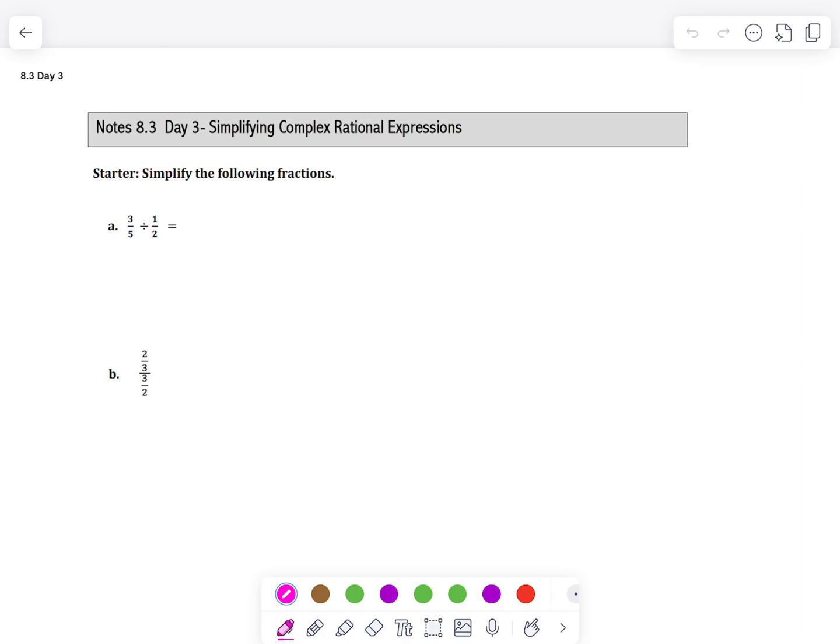All right, this lesson is on simplifying complex rational expressions. So we're going to start off with just simplifying some fractions where we divide 3/5. And then we change to multiplication, and then we flip that second fraction. Now we go ahead and multiply across. So 3 times 2 is 6, and then 5 times 1 is 5.